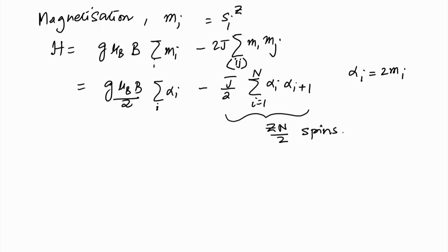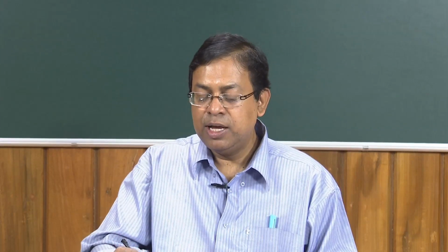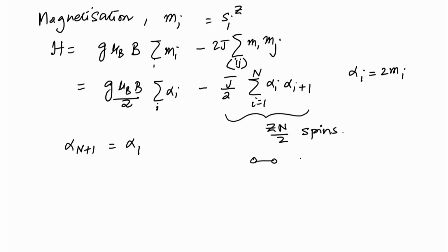If we add a term which is alpha_{N+1}, we have to understand that alpha_{N+1} is the same as alpha_1. So, the N plus 1th spin is made the same as the first spin, so that we have an open chain, and this open chain has now been put into a closed form, so the last one and the first one are connected, and we have a closed system.